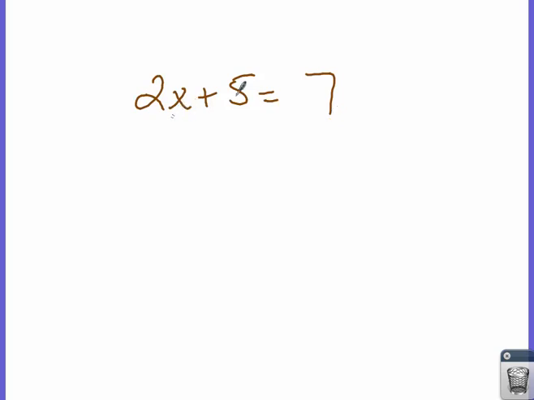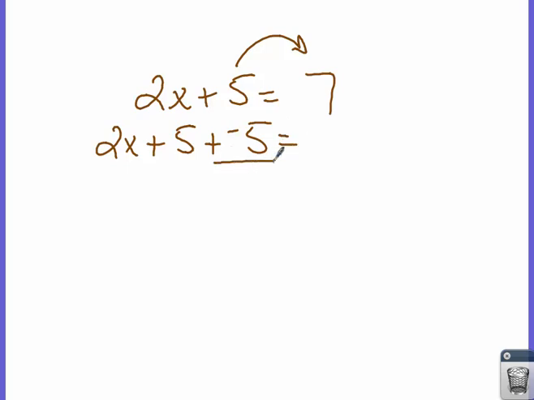So what we had to do was take the 5 and move it over to be with the 7. And the way we did that was we added its opposite. So we would write 2x plus 5 plus negative 5, so here's our opposite, and if I add something to one side, I must add that same exact thing to the other side, okay, to maintain balance.